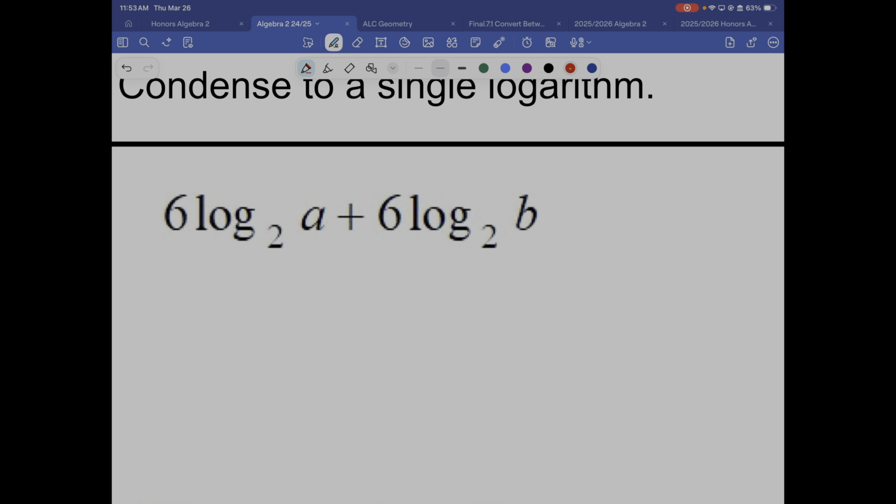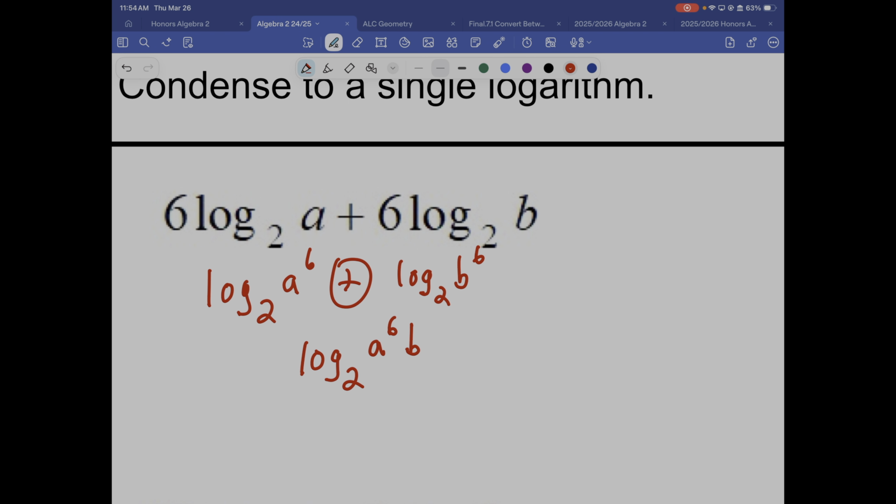Okay, so now we're just going to work it out on paper to make sure it makes sense. This can be rewritten as log base 2 of a to the 6th plus log base 2 of b to the 6th. They all mean the same thing. And now because they're added, I can write this as a single log: a to the 6th, b to the 6th. That's the solution. We've taken it from expanded form and condensed it down to a single log by using those properties in opposite directions.